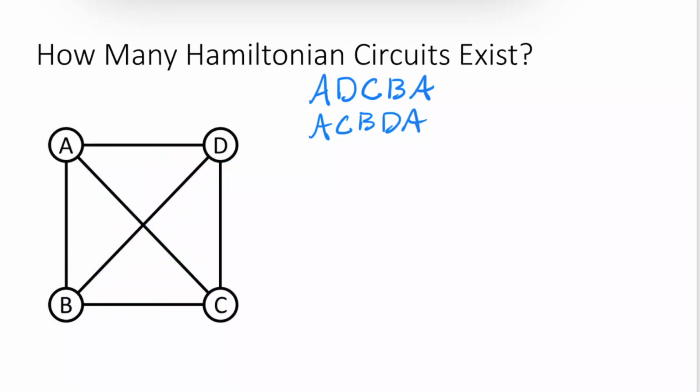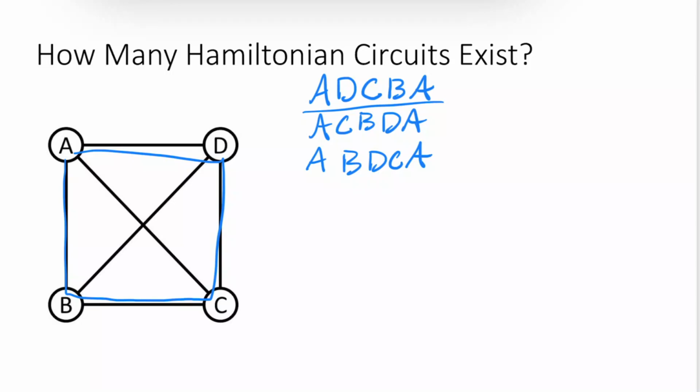Let's see, what would be another one I could do? I could go A to B to D to C to A. That would be another one. A, B, D, C, A. And I think that those would be all of the possible Hamiltonian circuits because I could also do A, B, C, D, A, but that's essentially the same circuit as the one I listed here. It's just going in the backwards order. So I think that those are all of the Hamiltonian circuits that exist in this graph.